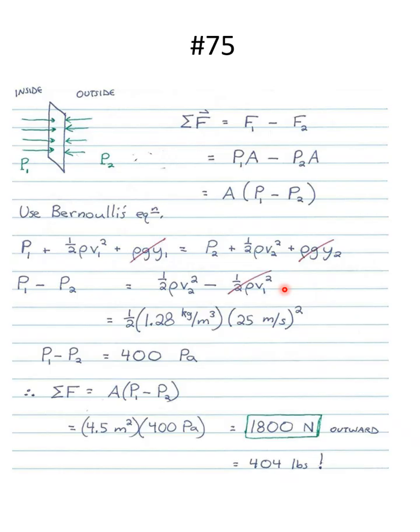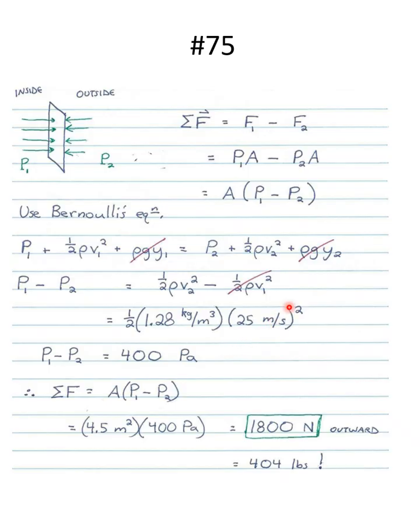And V1, there is no speed of the wind inside the house. That just goes to 0. So we have P1 minus P2, and it reduces down to 1/2 rho times V2 squared. So we have 1/2 times the density of the air times the speed of the wind squared. And when you plug those in, you get the difference in pressure between pressure inside and pressure outside, 400 pascals.